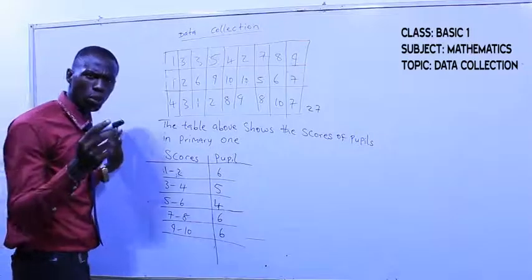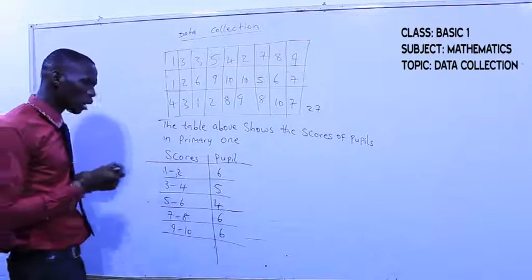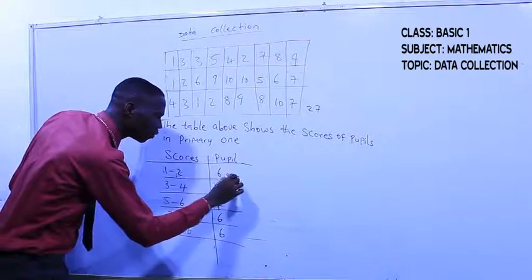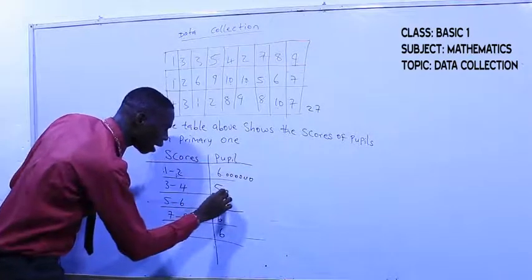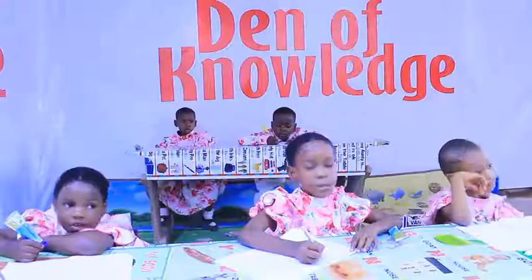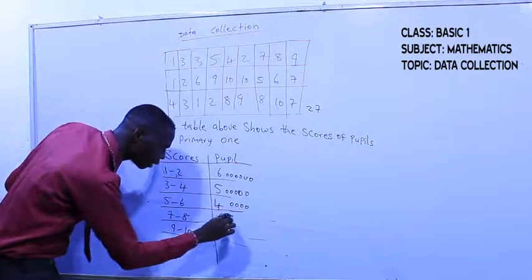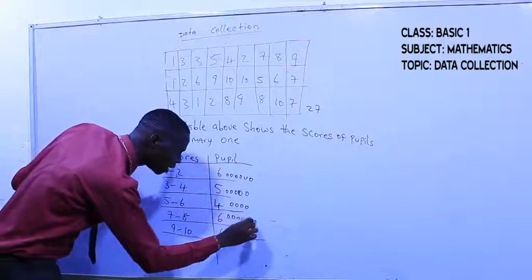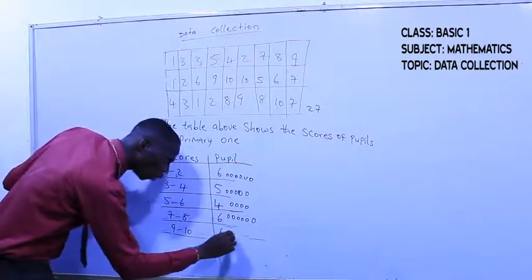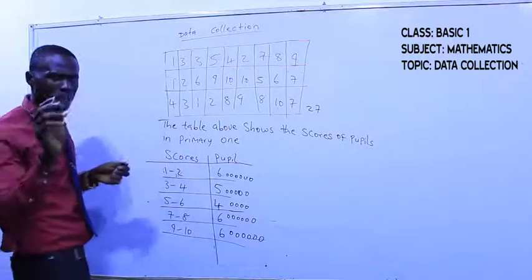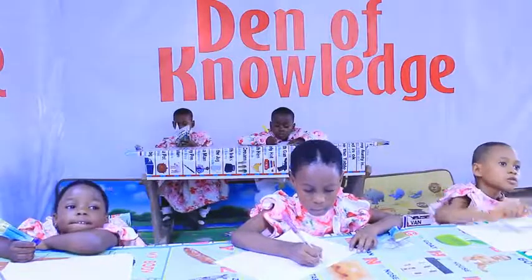Children, I hope you know how to add. If you want to add, you can count it like this. This one is 6: 1, 2, 3, 4, 5, 6. Then 1, 2, 3, 4, 5. Then 1, 2, 3, 4, and 1, 2, 3, 4, 5, 6. Join them together. That is addition. You join them by counting.